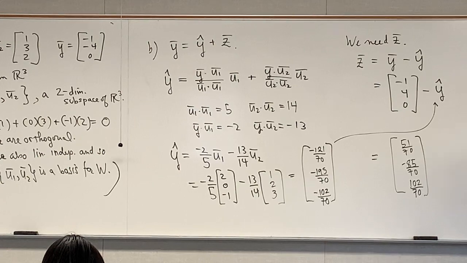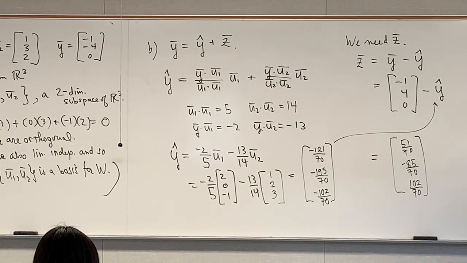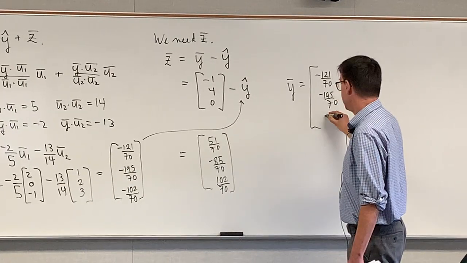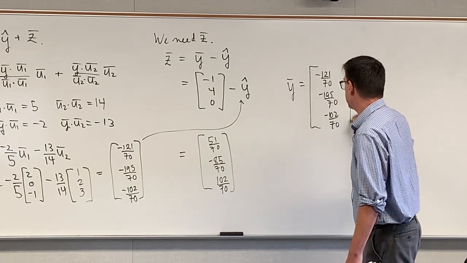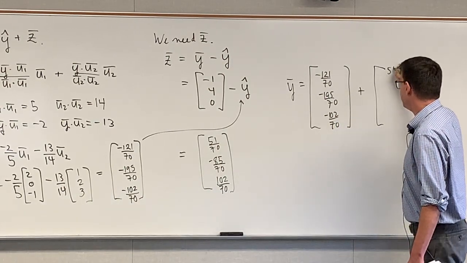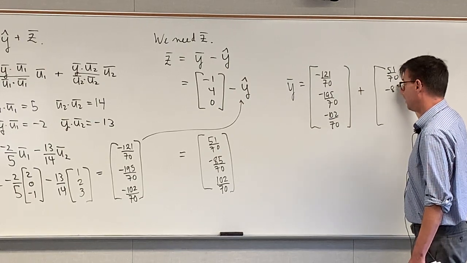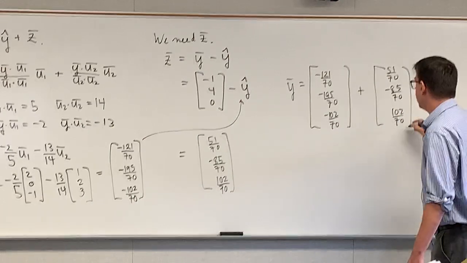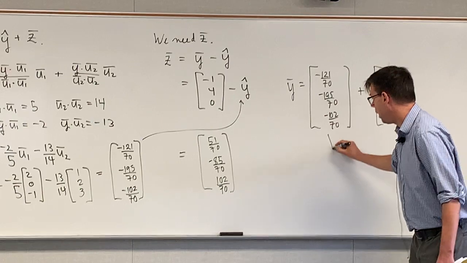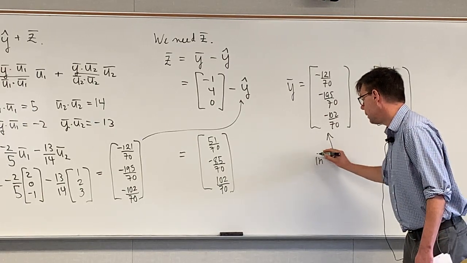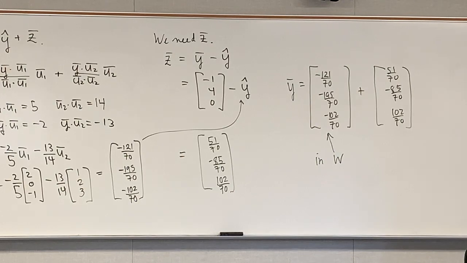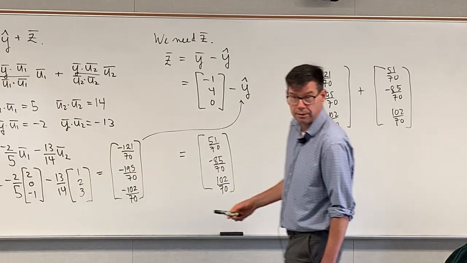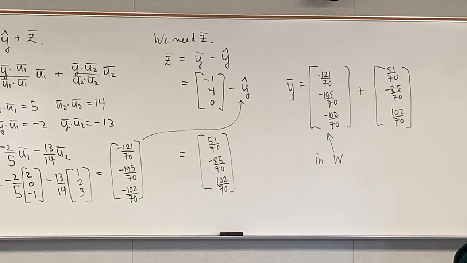So what we can say is y is now equal to this -121/70, -195/70, -102/70, plus 51/70, -85/70, 102/70. And why would anybody care? This vector should be in W, and it's got to be right, because it's a linear combination of U1 and U2. It's a linear combination of the basis vectors, so of course it's in W.